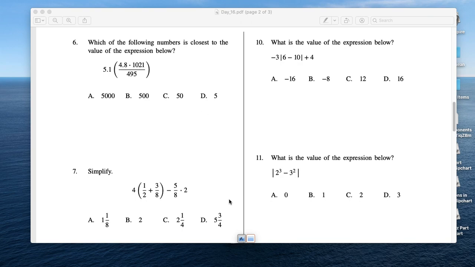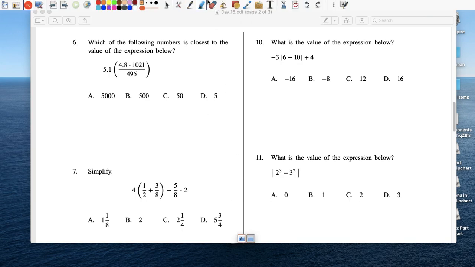Which of the following numbers is closest to the value of the expression below? Again, there's not much to say about these ones because this is not our first unit where you didn't have a calculator. You do have one now. So we can do the parentheses, 4.8 times 1021, enter, and then divide that by 495, and we get 9.9, so it's about 9.9, and then we can multiply that by 5.1. We get about 50.49, and that's the closest one.